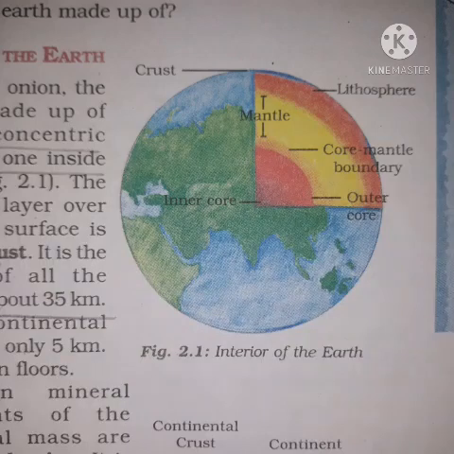As you can see in this diagram, the earth is made up of layers. Now, you all must have seen an onion. An onion is made up of different concentric layers covering one on the other. In the same way, the earth is also made up of three different concentric layers, one inside another.